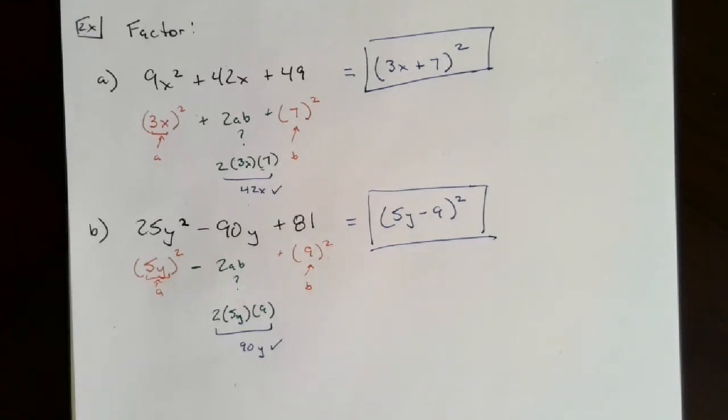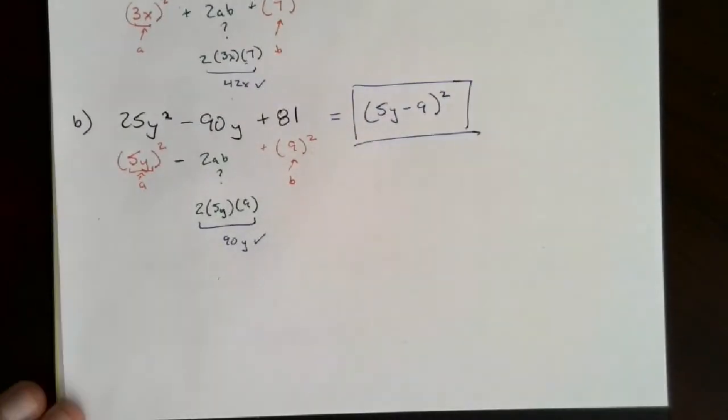So it's important to understand where that's coming from. If this again didn't multiply out to give you 90y in the center when you checked out the 2ab, then you wouldn't be able to use this formula. You'd have to factor it in traditional fashion for trinomials.